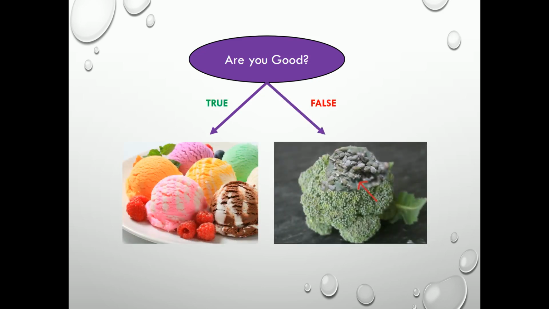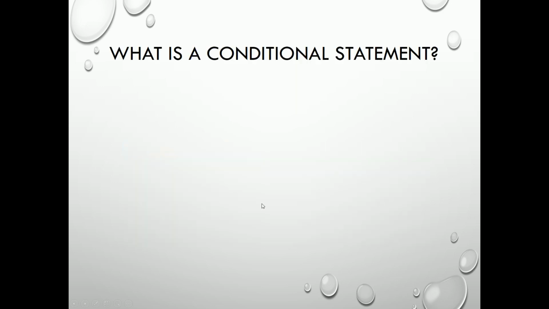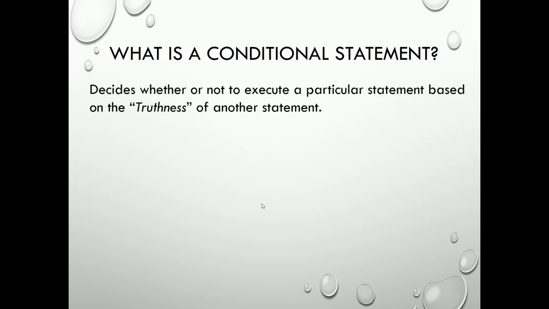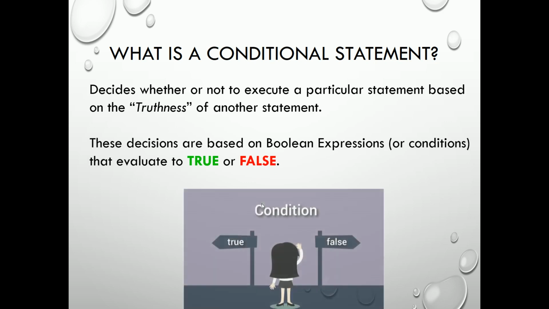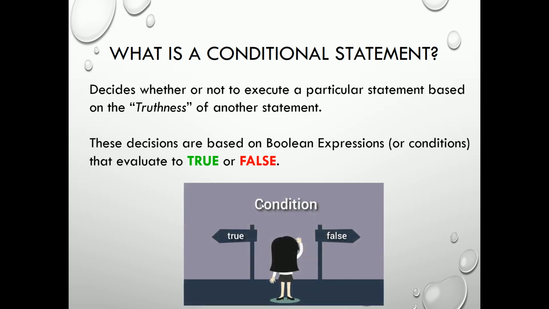Okay, so that's basically how conditional statements will work. You'll have a condition or a question you need to ask yourself, or the program will ask, and then you'll have two separate responses, true or false, and then the particular option that you get. Okay, so what is a conditional statement? It decides whether or not to execute a particular set of statements based off the truthness of another statement. These decisions are based on Boolean expressions or conditions that evaluate true or false. Basically you'll ask the question, and it's either true or false based off that statement.